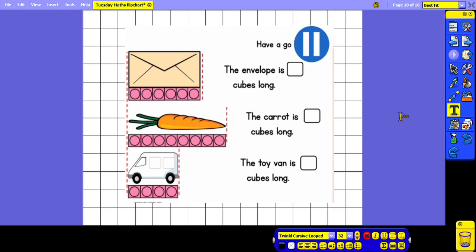And this time we are measuring the length of the same objects, but we are using different units. We are using cubes this time. So you're doing exactly the same thing, but measuring the length using cubes. So pause the video now and have a go at answering each question.